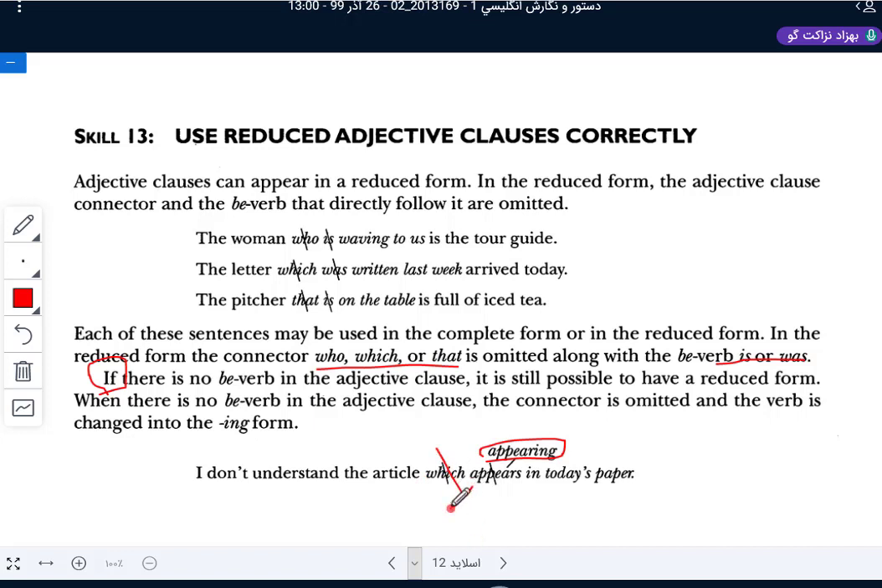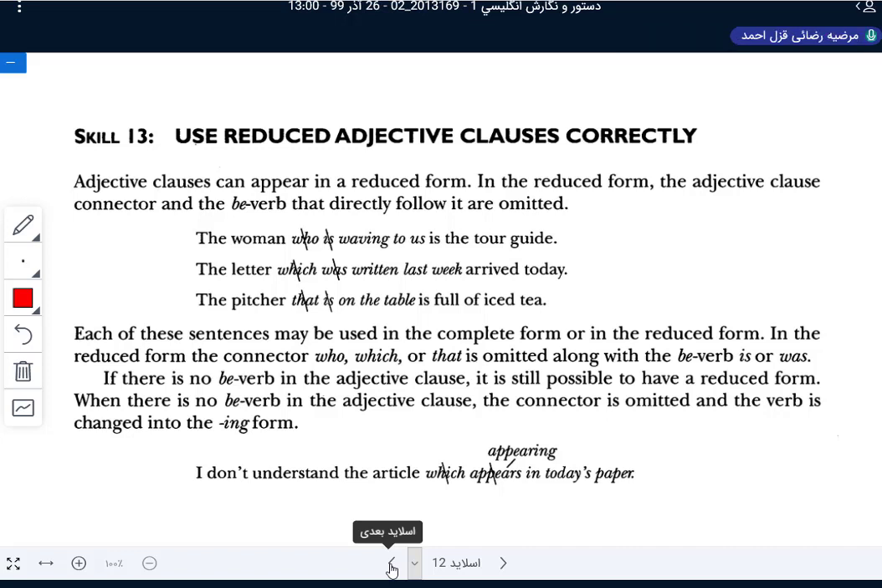It means there is no subject immediately after that. I don't see any subject here. So this connector functions as a subject, and there is no be verb. No problem. I just change the verb regardless of the tense, whether it is past or present or future, to the ing form or present participle, which becomes appearing in today's paper. Go on. When there is no be verb in the adjective clause, the connector is omitted and the verb is changed into the ing form.